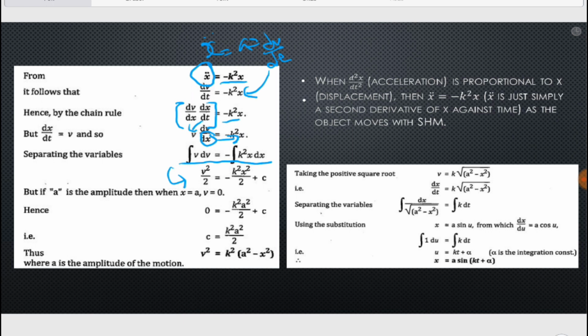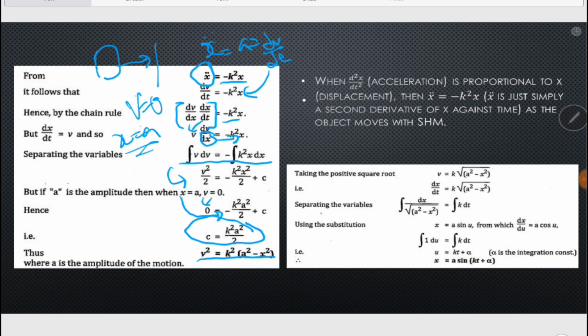And if you have noticed from our friend's slides, when the object starts to stop, when v equals 0, you simply will get the amplitude, which is how far they travel. So you can just sub in v equals 0, and you can sub in x equals a, and hence you get c equals k squared a squared over 2. Thus, by rewriting the whole equation, you will simply get v squared equals k squared bracket a squared minus x squared. So this will be the general equation of the velocity of a simple harmonic motion.